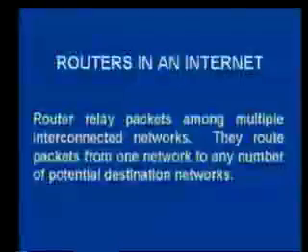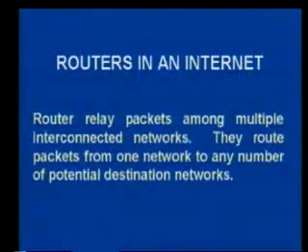So basically the job of the router is that it relays packets among multiple interconnected networks. When we say interconnected networks, there might be a number of them, for example, the internet. The internet is an example of interconnected networks. We are not talking about one machine to another machine, but there are a number of machines now. So what does the router do?